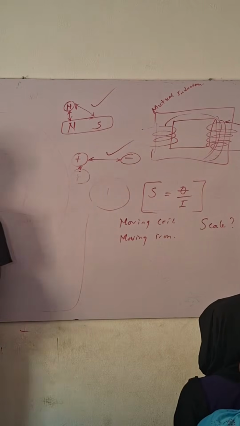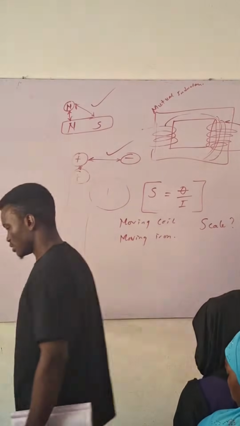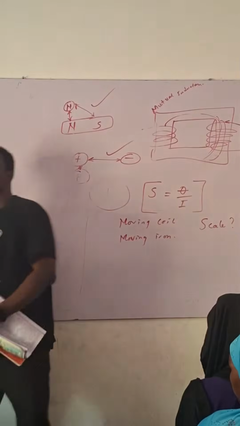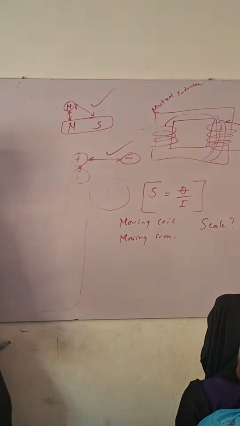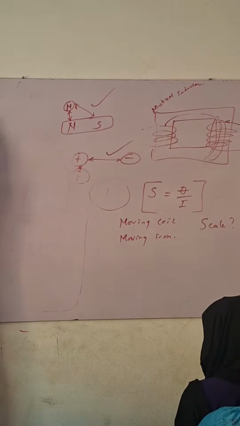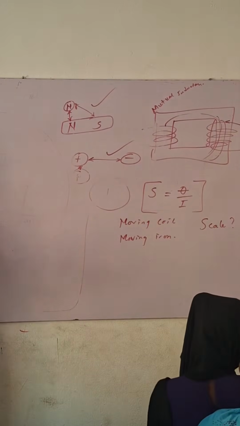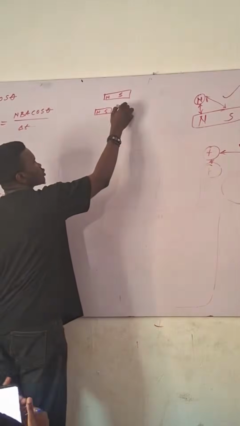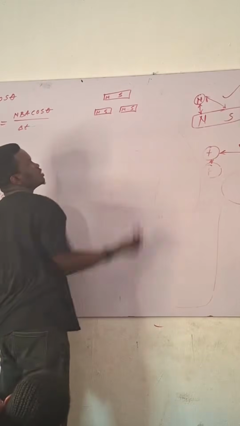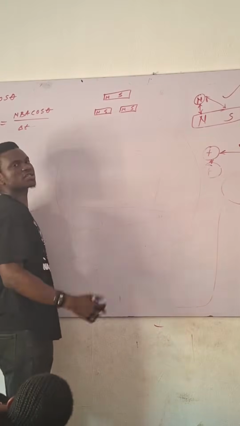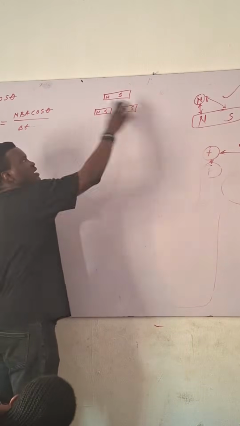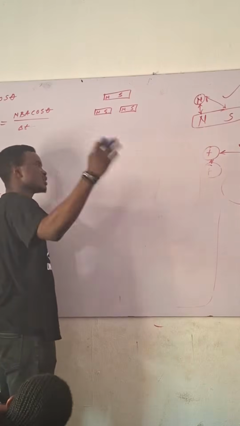We said something about magnets, that magnets exist as a dipole. We said if you cut a magnet into two, you will get another north and south. If you cut this again, you will still get another north and south. So that means that inside the magnet, there are several magnets.